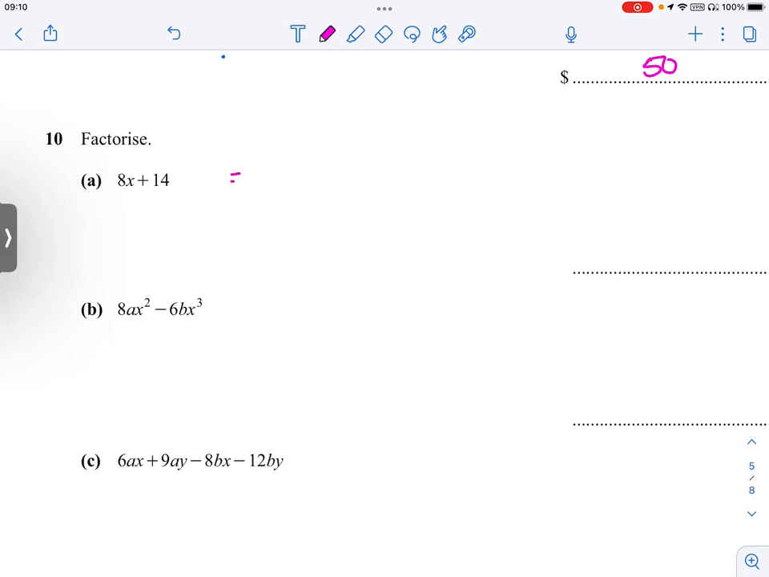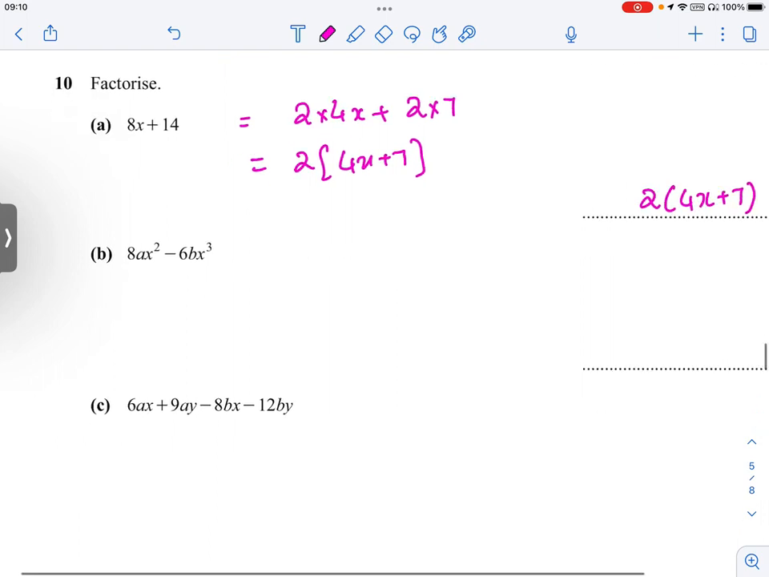Factorize. 8 can be written as 2 times 4x and 14 can be written as 2 times 7. So 2 is common, it becomes 4x plus 7. So 2 bracket 4x plus 7 is going to be the answer.